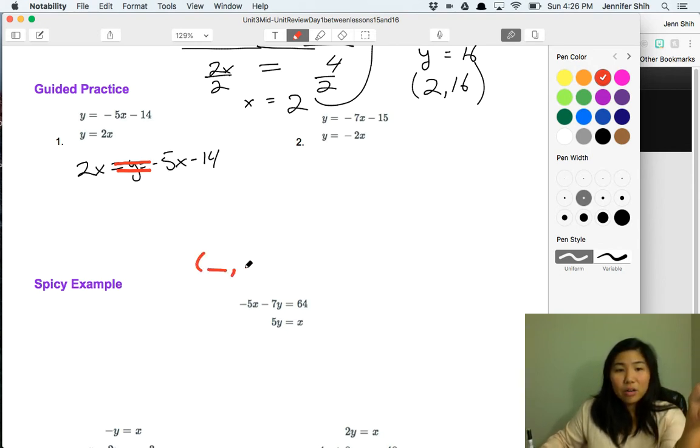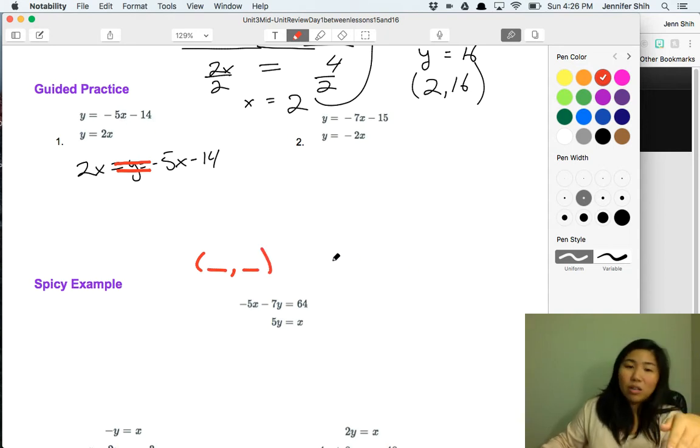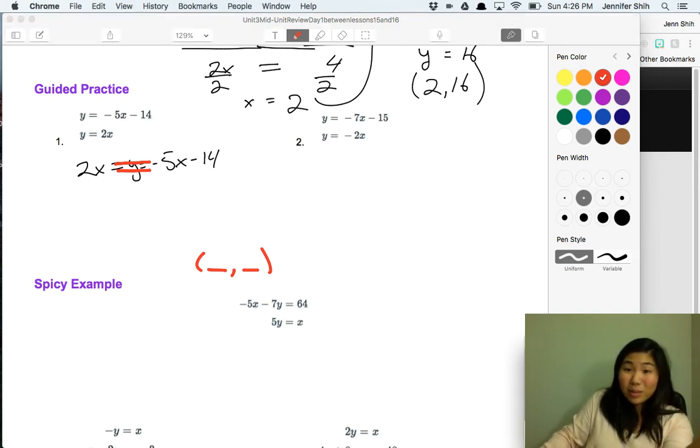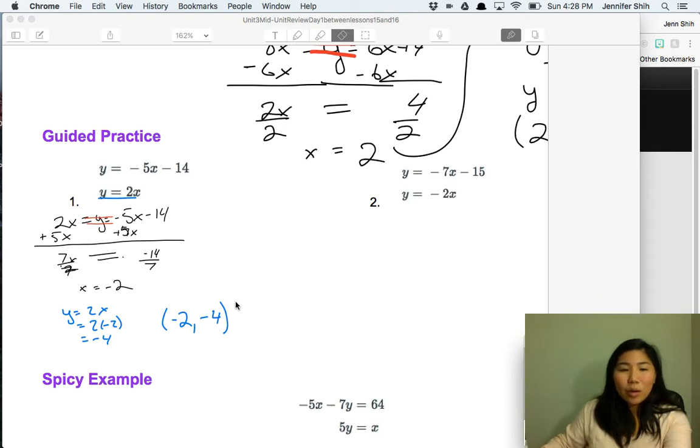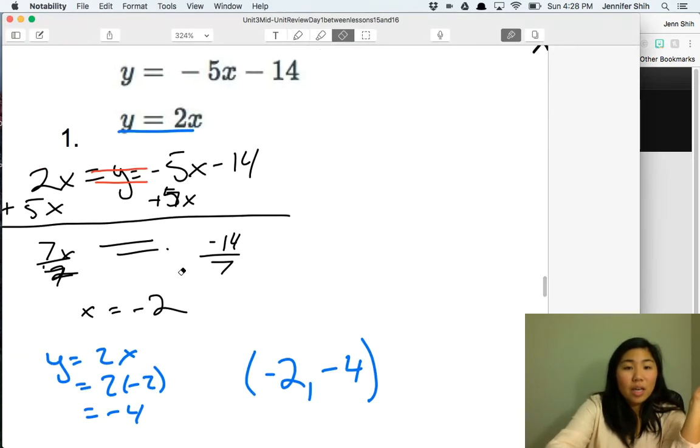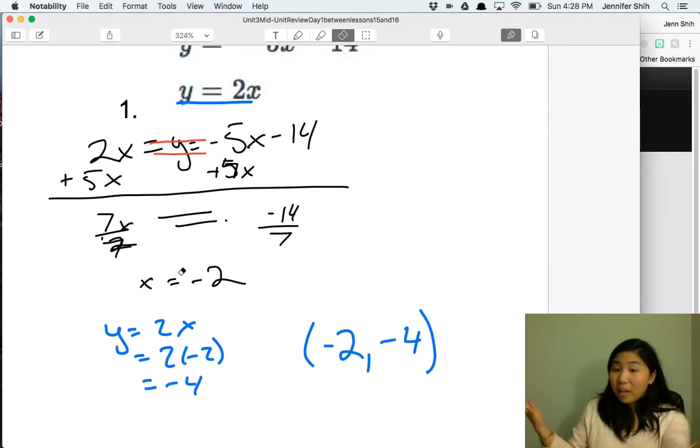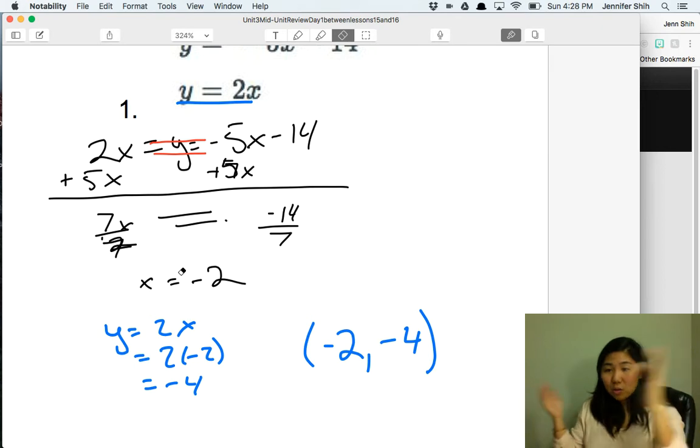Your answer is going to have an x value and a y value. I'm going to pause the video so you can plug in your answer and then you can check your answer right afterwards. Okay, see you in a bit. Welcome back. Check your answer. If you did not get this as your answer, then you can check your work right here. And then we're going to move on to the second guided practice.